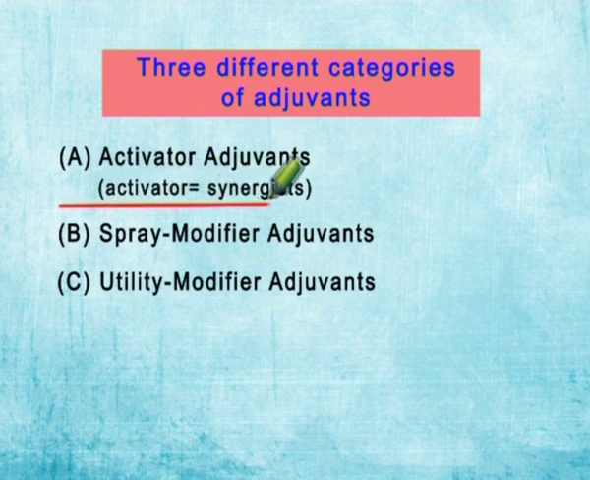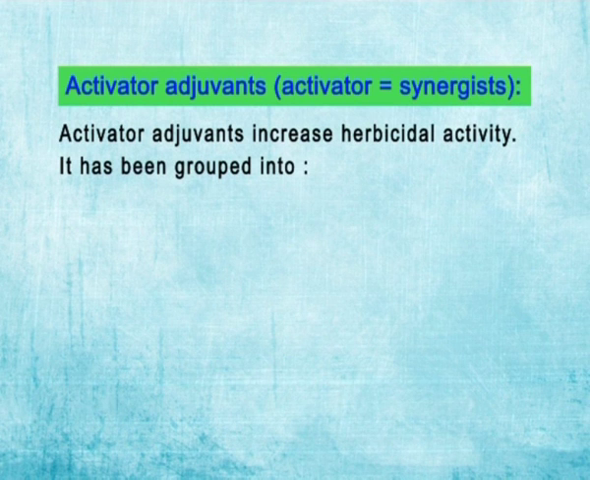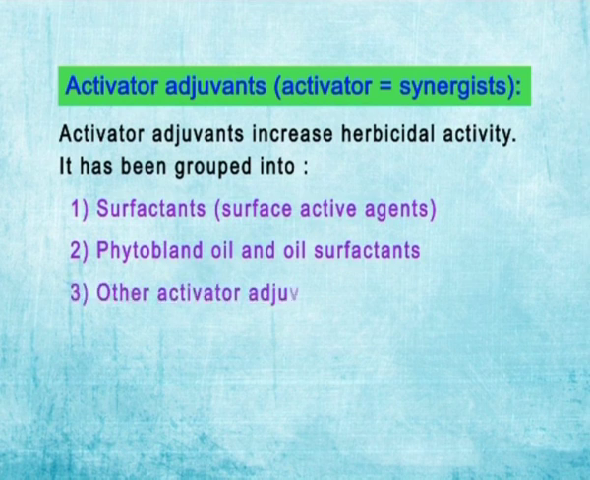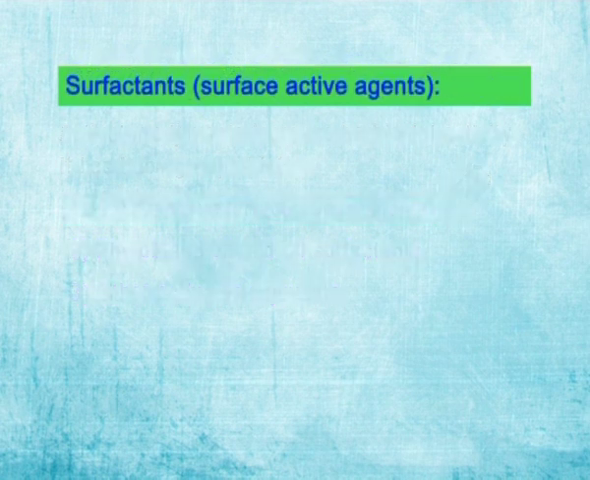A. Activator adjuvants. Activator adjuvants increase herbicidal activity. They have been grouped into: 1. Surfactants. 2. Phytoblend oil and oil surfactants. 3. Other activator adjuvants. Number 1. Surfactants. It means surface active agents.